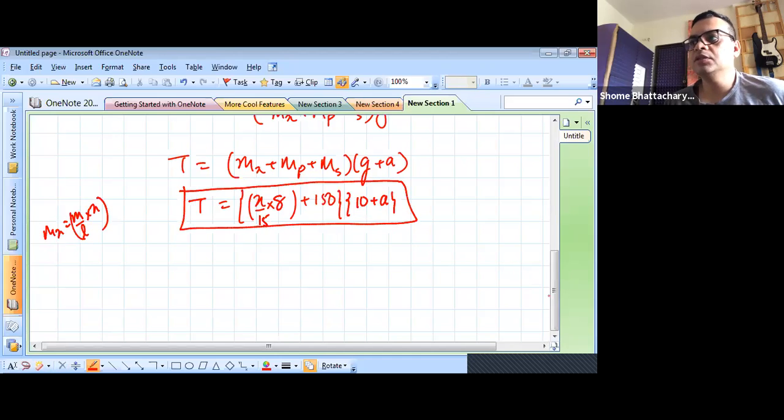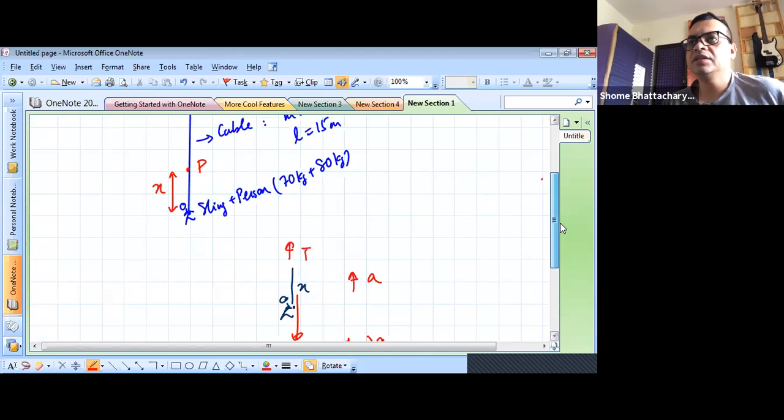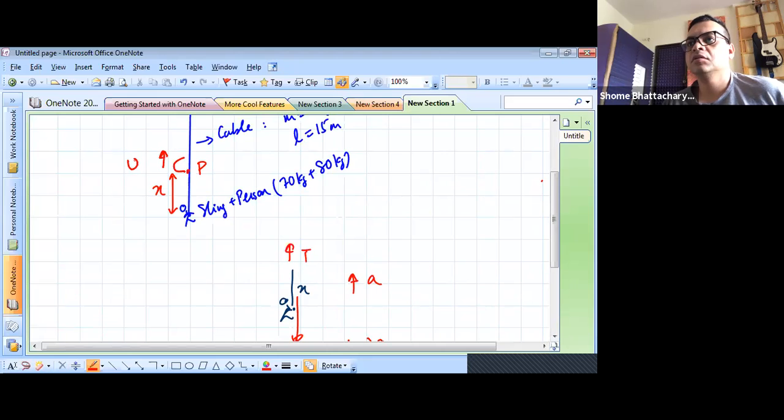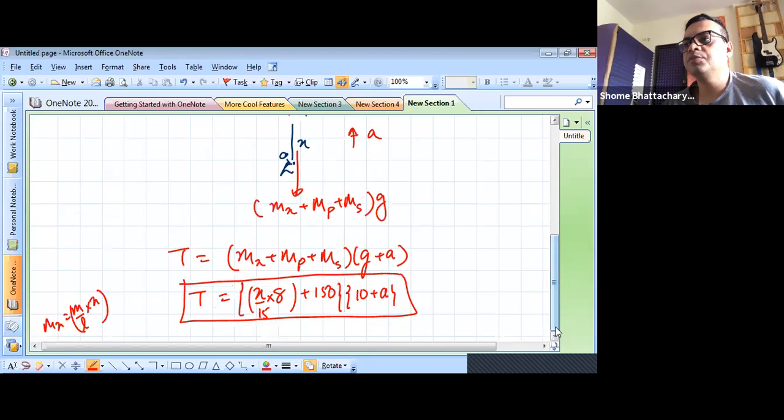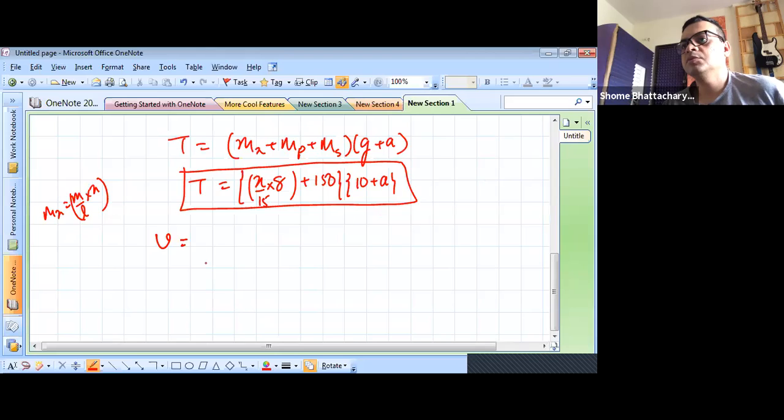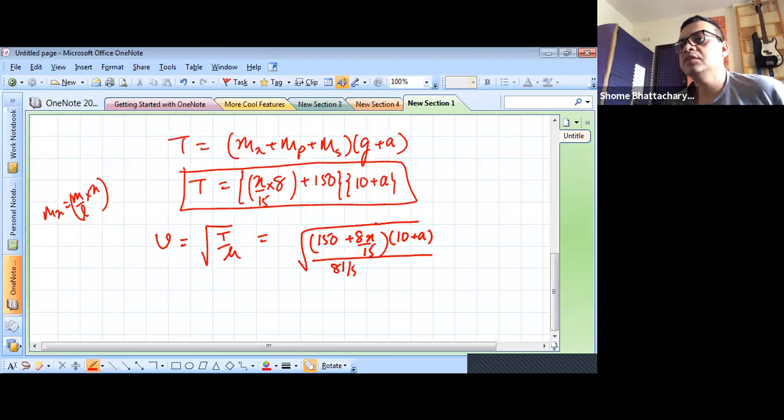So if you send a pulse upwards, if you send a traveling pulse upwards like this, the instantaneous speed of the pulse becomes square root T by mu. So that is square root of 150 plus 8x by 15 into 10 plus a divided by linear mass density, which was 8 by 15. Like this. So you can divide by 8 by 15.